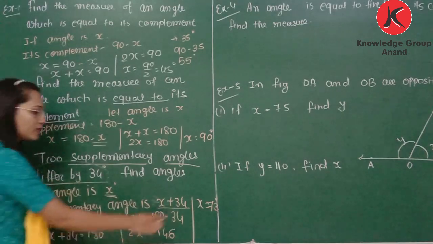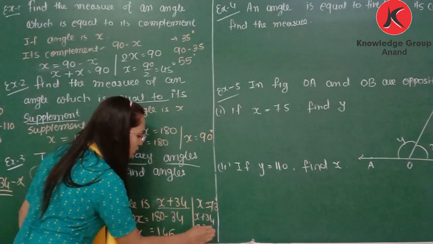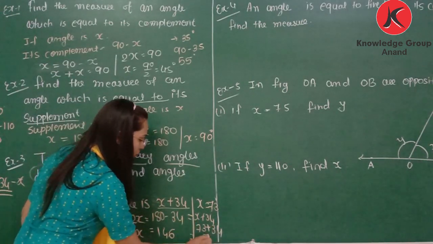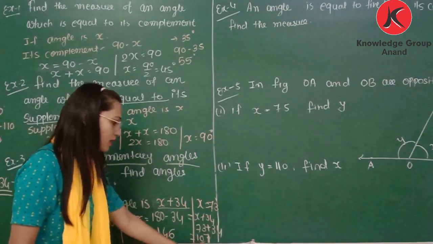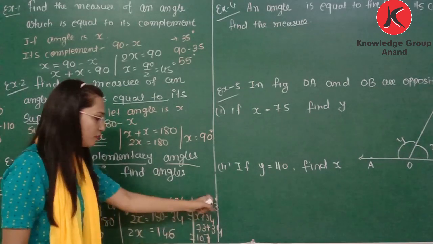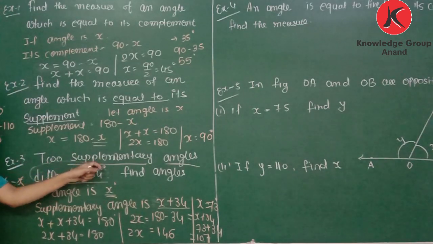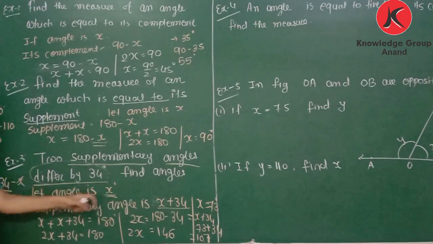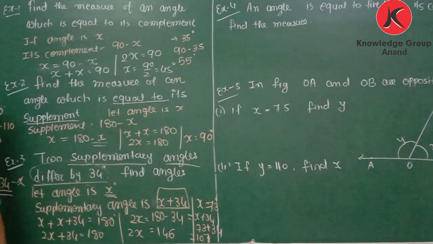So if one angle is 73, the other angle will be 73 plus 34, that is 107. So the two angles are 73 and 107. They are supplementary and the difference is 34. Again, here two angles are supplementary and the difference is 34. So if one angle is x, then the other angle will be x plus 34. Why? Because the difference is 34.